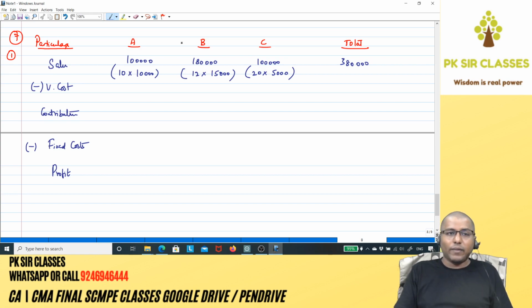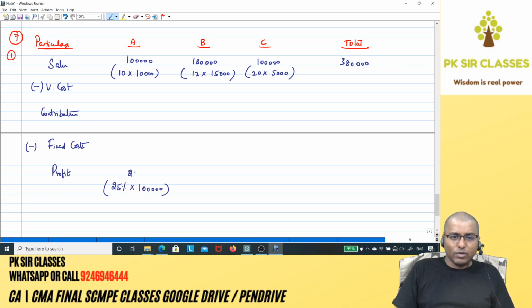Right. Chalo, ho gaya. Next, variable cost, not given in the question. Profit is given as a percentage of selling price. So let's do that. What is the percentage of profit over here? 25% for A. 25% into sales is how much? 1 lakh. So which means profit is how much? 25,000. That is the reason I've redesigned everything.